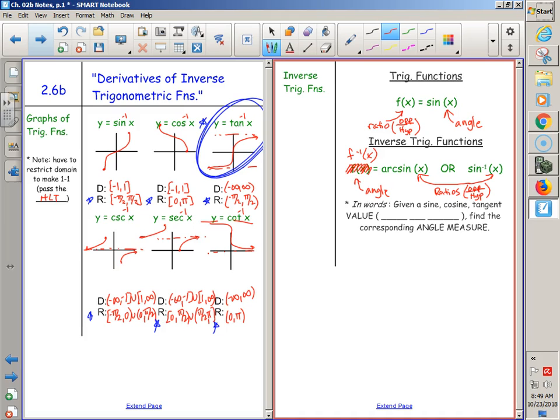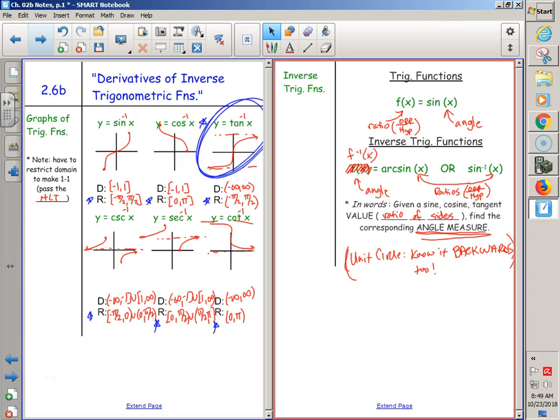But when you're given a sine, cosine, tangent value or a ratio of sides, for inverse trig, when you're given a ratio of sides, you're going to be figuring out the angles, which means you need to know your unit circle backwards and forwards, like we saw last year also. I give you an angle, you give me a ratio. I give you a ratio, you give me an angle, but only in these blue starred intervals.